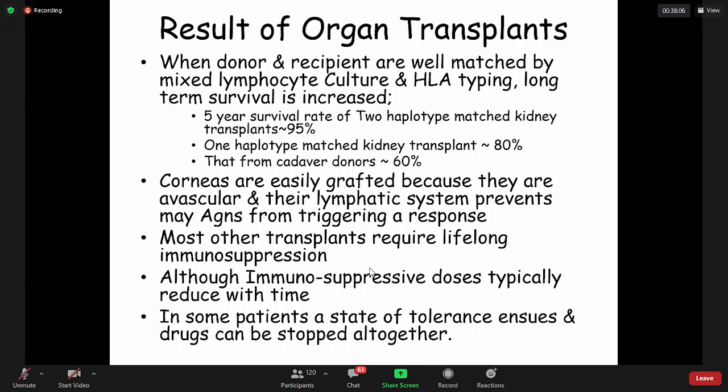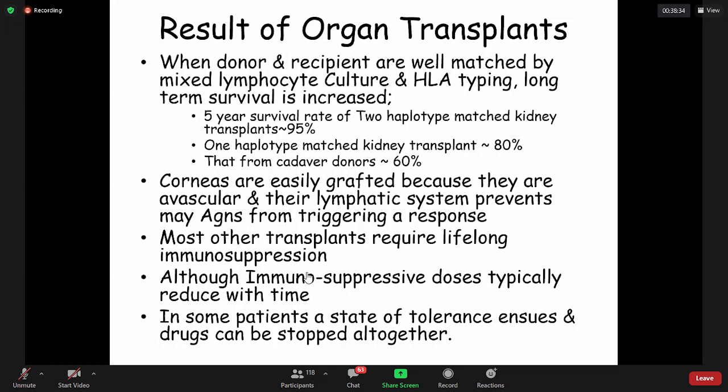When donor and recipient tissues are well matched by mixed lymphocyte culture or HLA typing, we ensure long-term survival. That's just to beef up what we just saw: if we need survival of our organisms, we need proper matching.